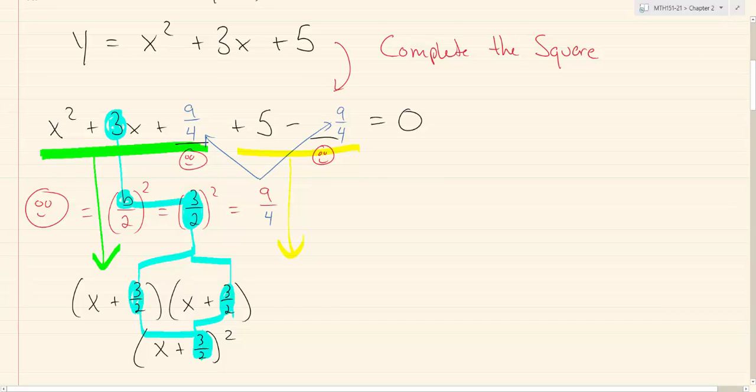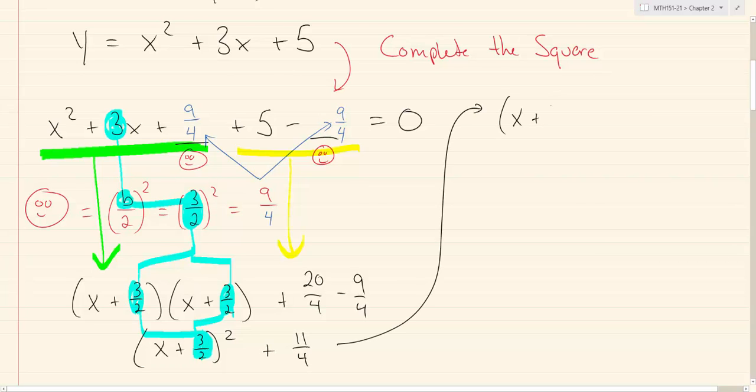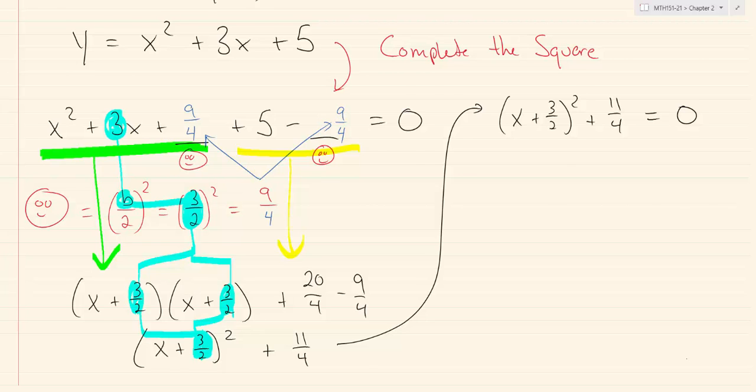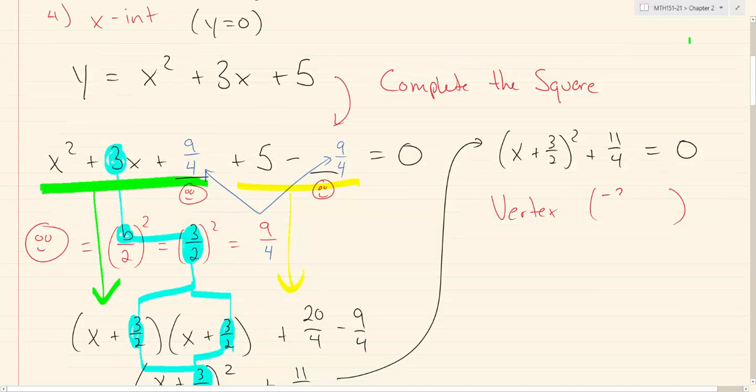And so we're going to change this into, maybe we'll say 20/4 minus 9/4. And so that'll be plus 11/4. So we'll move up here, and we get x plus 3/2 squared plus 11/4 equals 0. So from here, you could tell me what the vertex is. h is going to be negative 3/2, and k is going to be 11/4. Continue on and solve this equation.